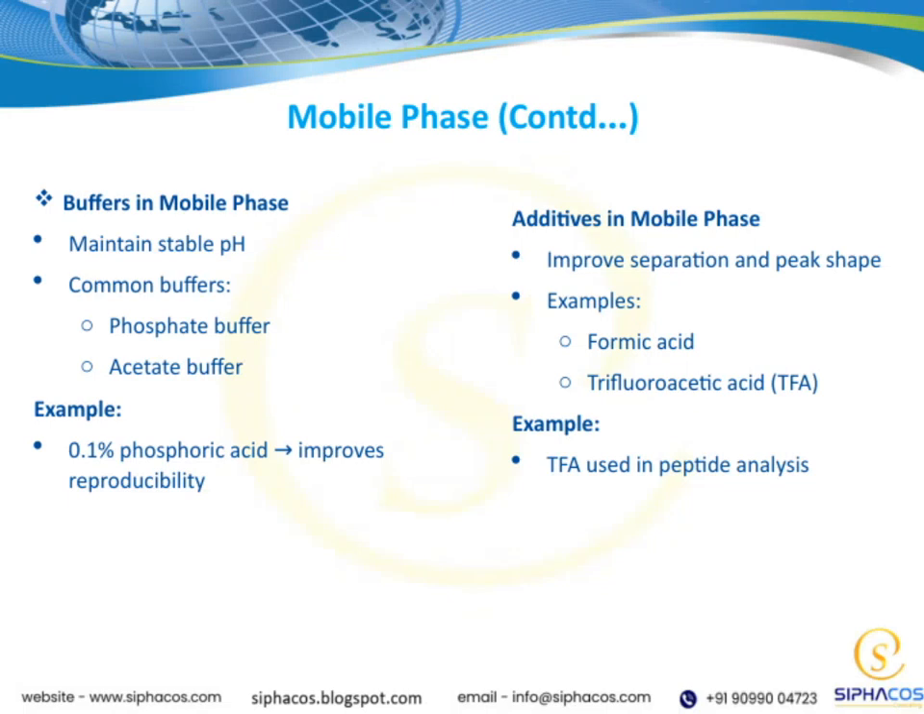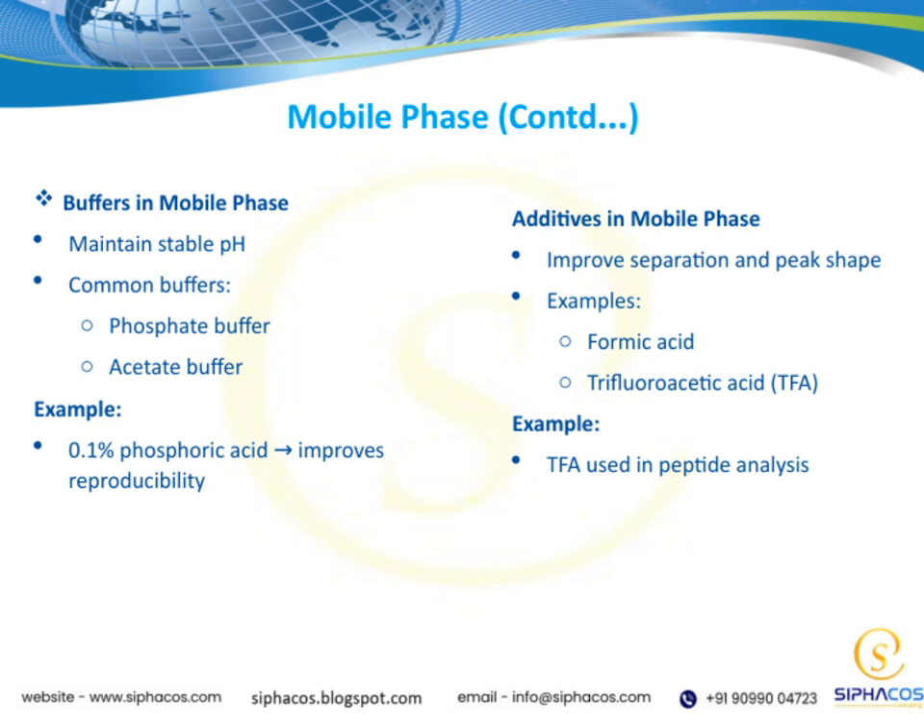Now, let's move on to additives in the mobile phase. These additives play a crucial role in improving the separation and the shape of the peaks we observe during analysis. For example, formic acid is commonly used, especially because it helps with ionization in mass spectrometry. Another important additive is trifluoroacetic acid, or TFA, which is frequently used in peptide analysis to enhance peak sharpness and reproducibility. Next, I want to highlight the importance of buffers in the mobile phase.